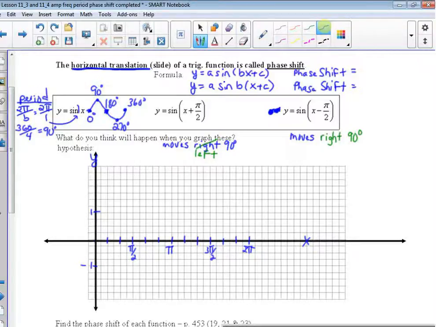So now I can go 0, 90, 180, no calculator needed. And I'll label that when I'm done.